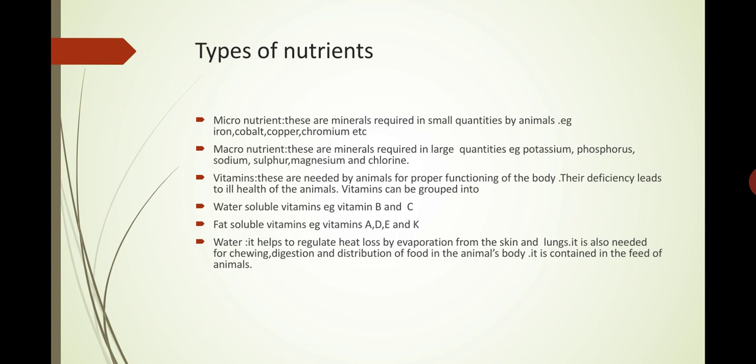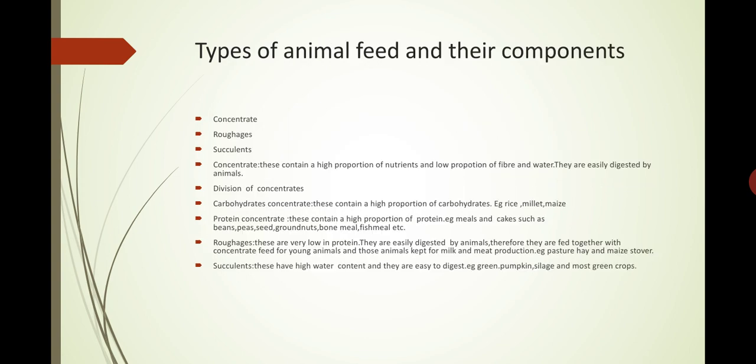Likewise, we have water, which is among the common classes of food that we have. It helps to regulate heat loss by evaporation from the skin and lungs. Your heat, what will help to regulate it is your water. When you are feeling heat and you drink water, you say, oh, immediately you just see another burst of heat coming out. Water regulates your system. It regulates your body.